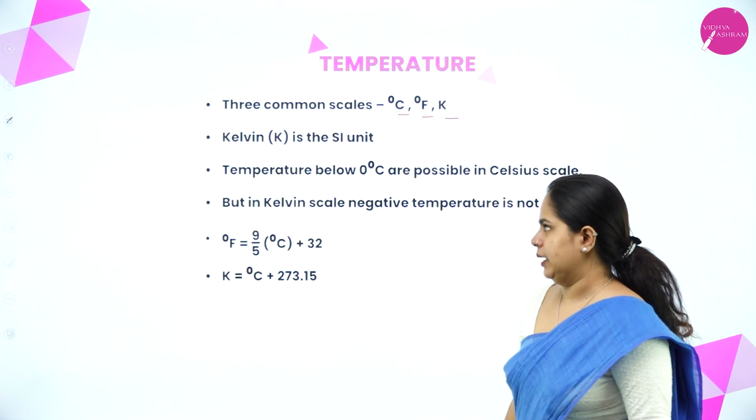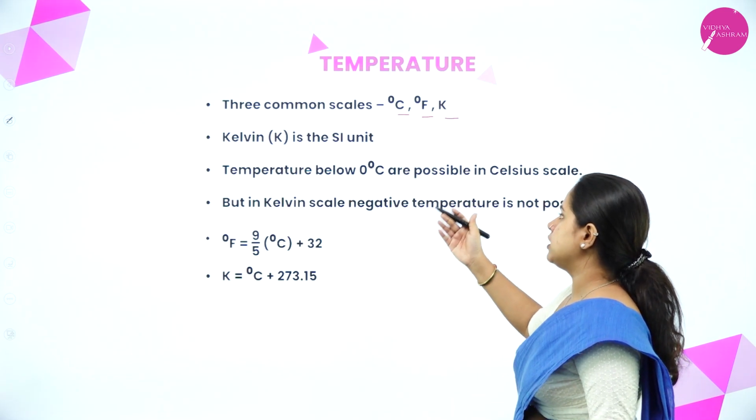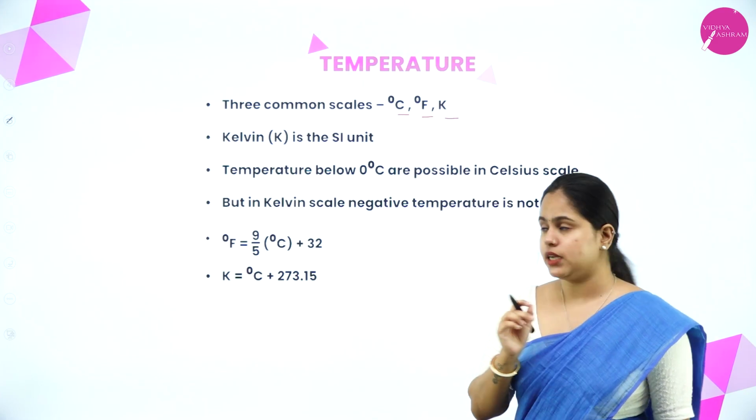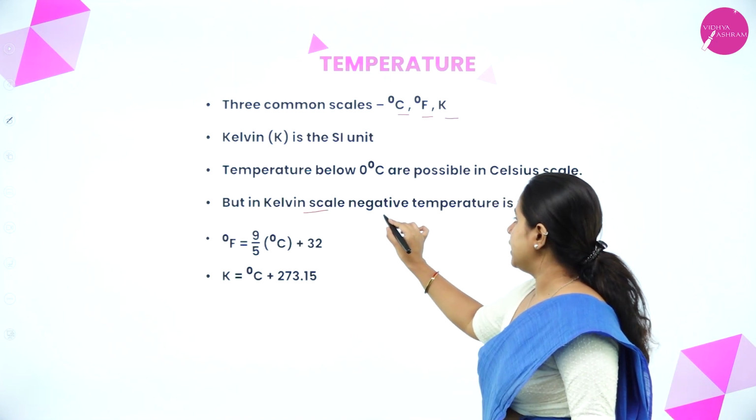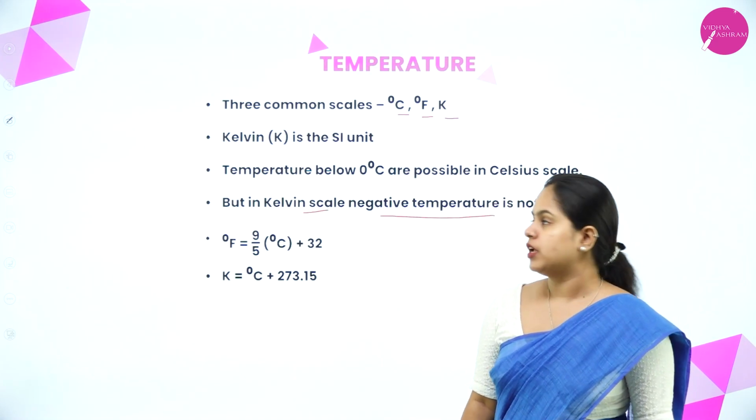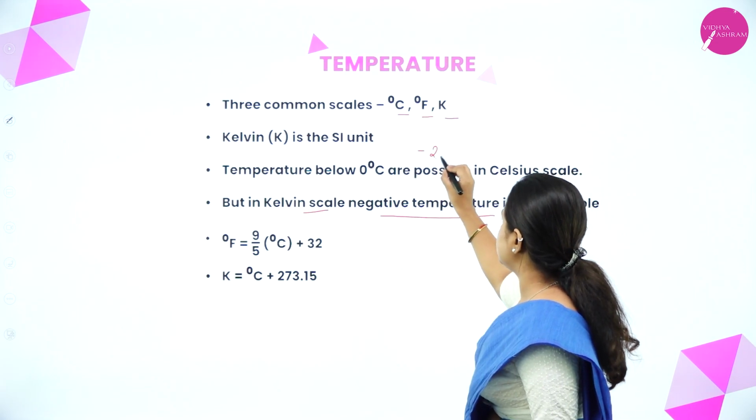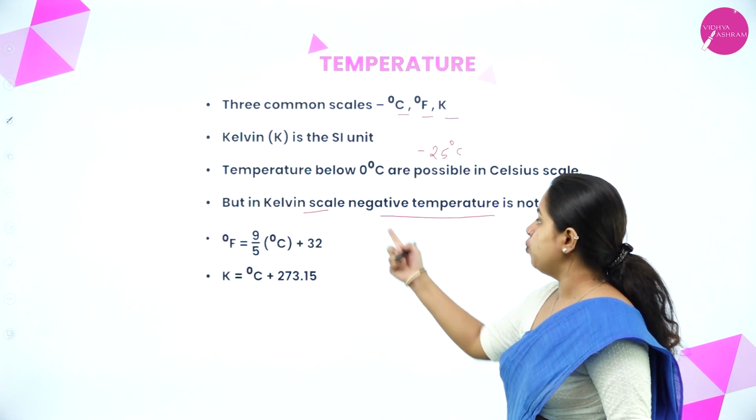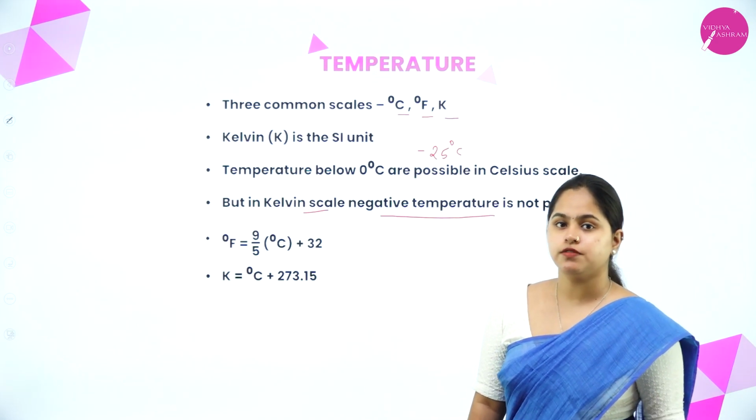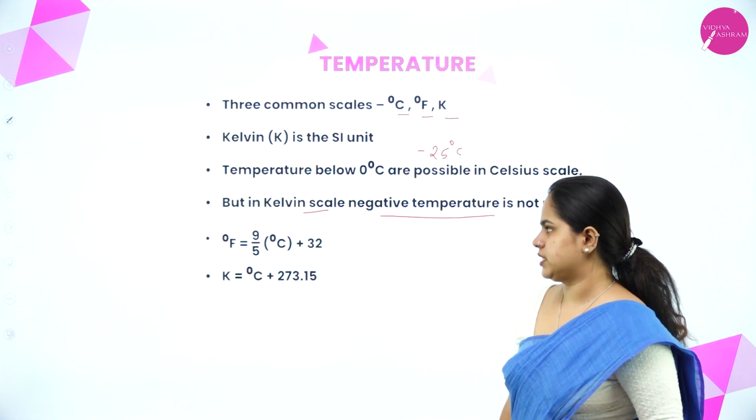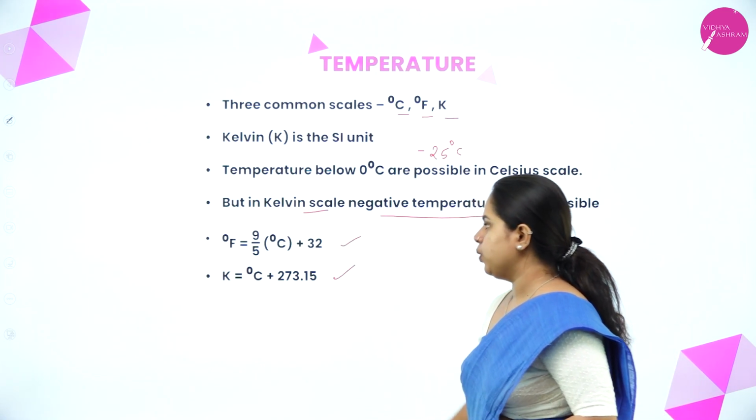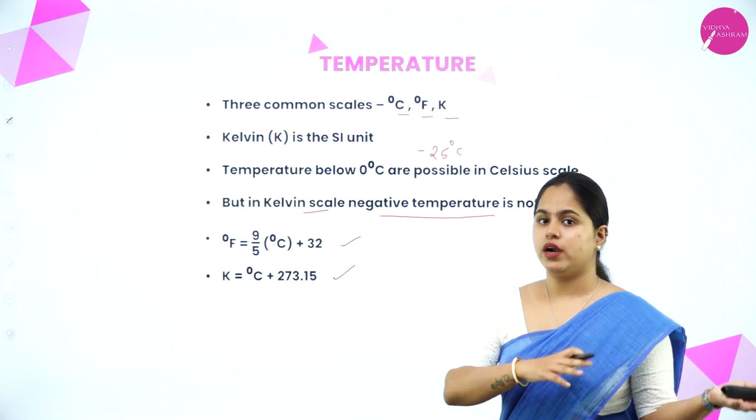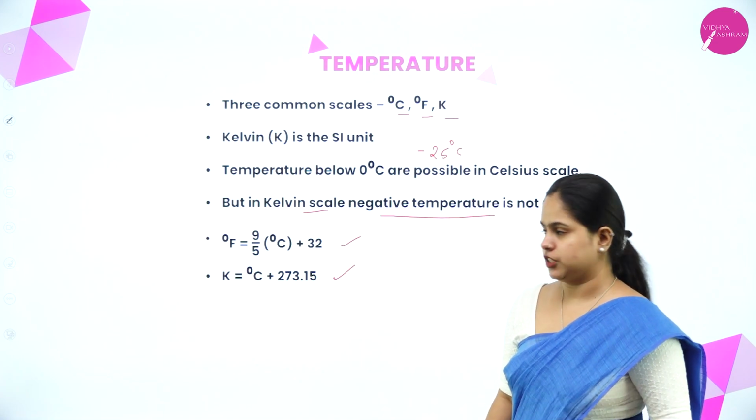Now, temperatures below 0 degrees Celsius are possible in Celsius scale, but what you have to remember is in Kelvin scale, negative temperatures are not possible. So, let us say, minus 25 degrees Celsius is possible in Celsius scale, but you won't be able to obtain negative values in your Kelvin scale. So, these two equations that I have mentioned here will help you to convert from one scale to another scale of temperature.